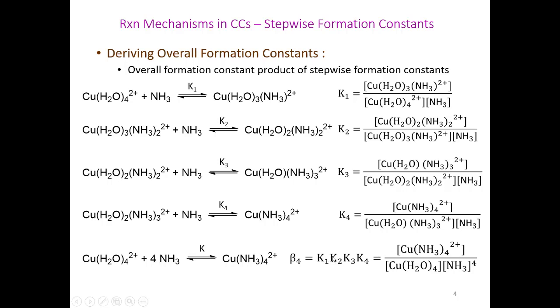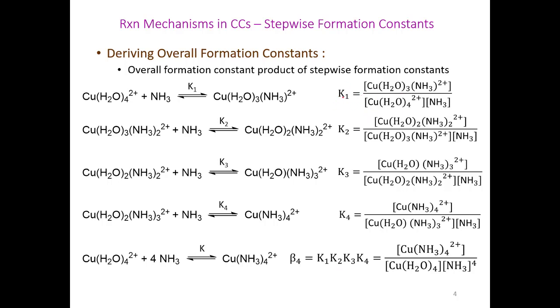You can see here K1 times K2 times K3 times K4 gives the concentration of the product, your tetraamine copper 2, over the product of the concentrations of all your reactants. So it's the concentration of ammonia to the power of 4, because there's 4 equivalents, and your tetraaqua copper 2 compound. And just to convince you that the overall formation constant is indeed the product of all these stepwise formation constants, we're going to go through and look at which terms just cancel out.